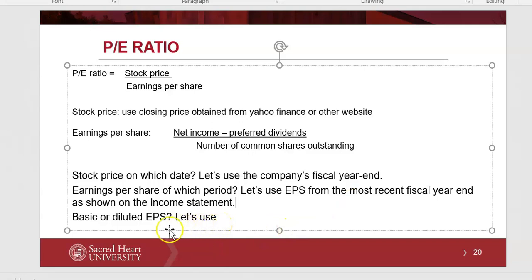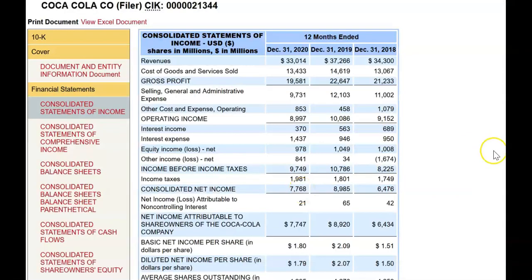And if you look at earnings per share, you'll see that companies have both basic and diluted earnings per share. Which one are we going to use? Let's use basic earnings per share. If you don't remember the difference from intermediate 2, when we spent maybe 2 classes going through about 1,000 rules related to earnings per share, let me give you just a high-level overview of the difference between basic and diluted earnings per share. So here we see Coca-Cola's income statement. We see basic earnings per share of $1.80 and diluted earnings per share of $1.79.